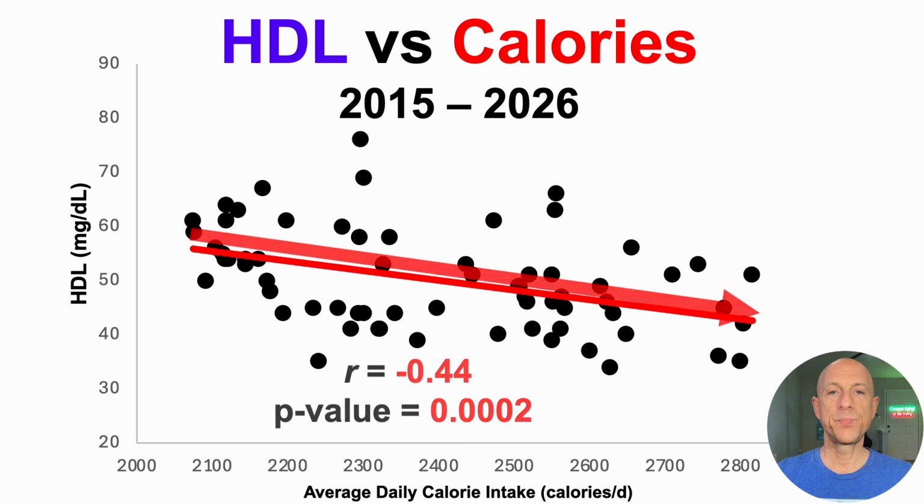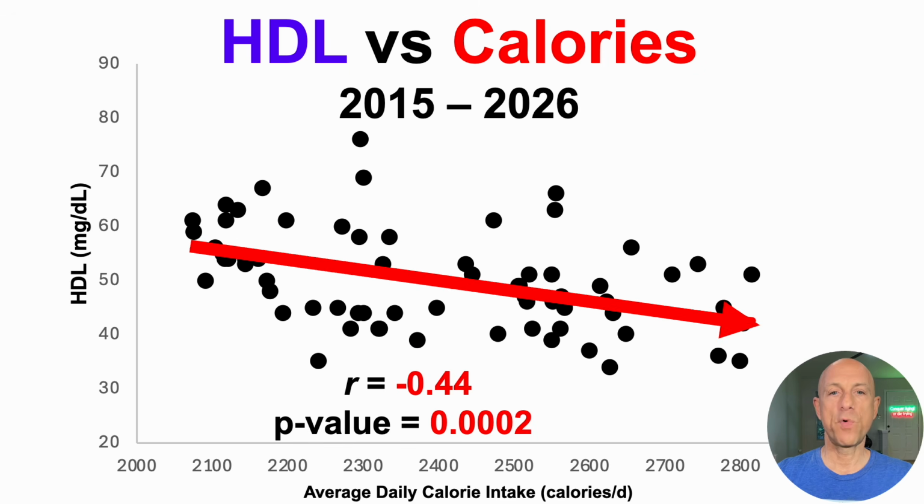In terms of the correlation, we can see that it's negative 0.44 and statistically significant at less than 0.05. So what these data suggest is that when my calorie intake has been at its highest, close to 2,800 calories since 2015 over that 11-year span, that was significantly correlated with my lowest HDL.